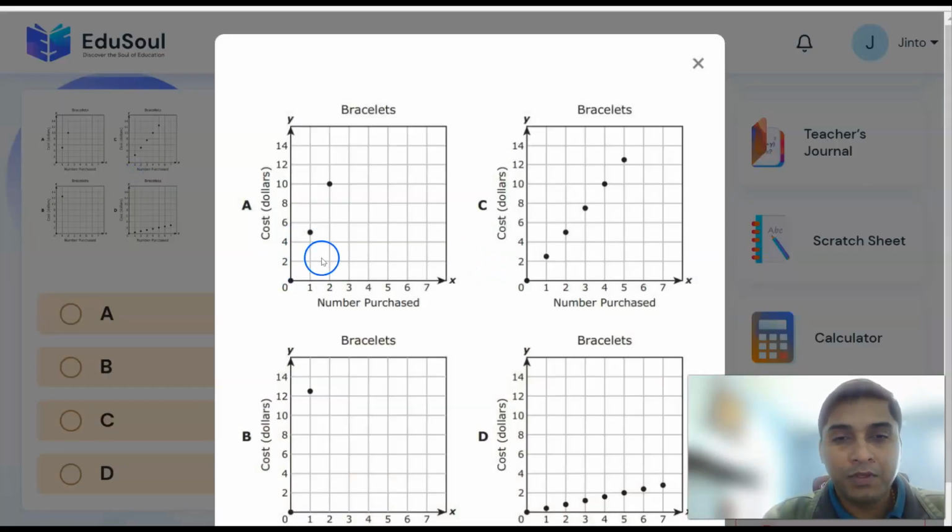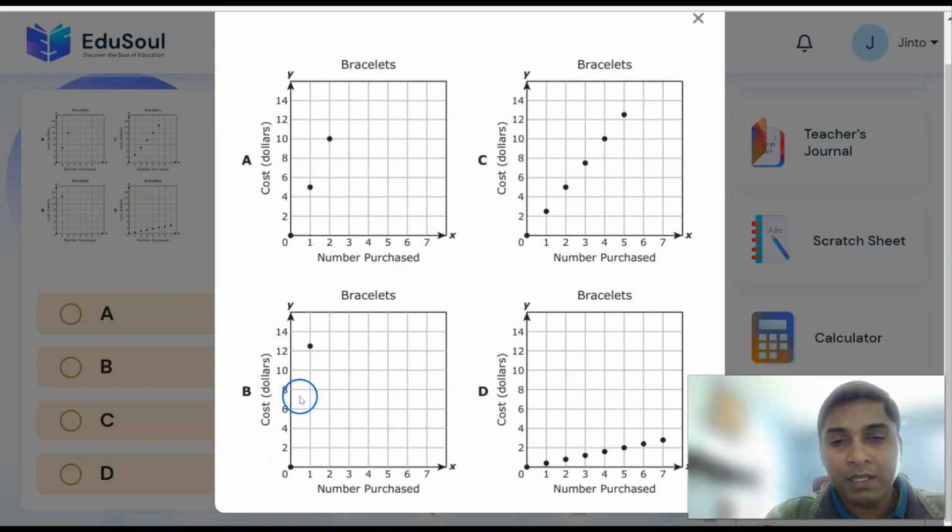Now the first one says the number of bracelets purchased is over here. Let's look at one, and this is something like 5. So A shows a proportional graph that passes through the origin, but when you purchase one bracelet, you pay $5. That's what this says. So precisely, that's not the right option for us.